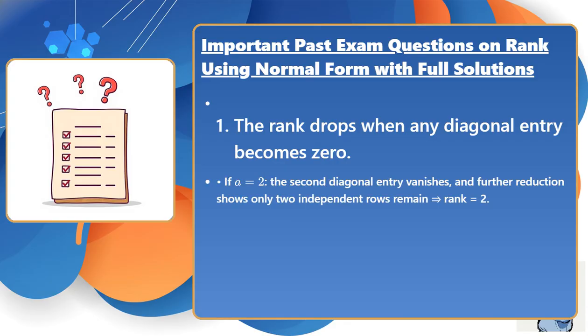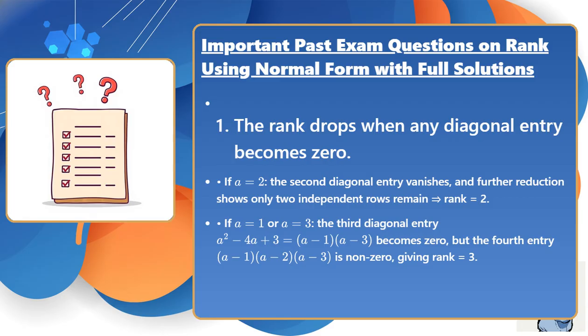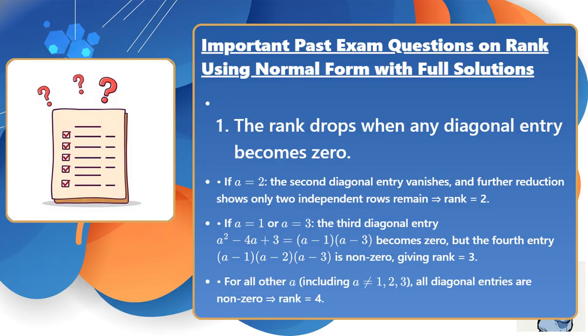If a equals 2, the second diagonal entry vanishes, and further reduction shows only 2 independent rows remain, so the rank is 2. If a equals 1 or a equals 3, the third diagonal entry, a squared minus 4a plus 3, which factors as (a minus 1)(a minus 3), becomes 0. But the fourth entry, (a minus 1)(a minus 2)(a minus 3), is non-zero, giving rank 3. For all other values of a, including a not equal to 1, 2, or 3, all diagonal entries are non-zero, so the rank is 4.